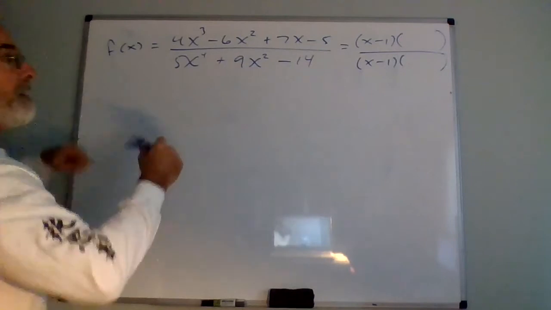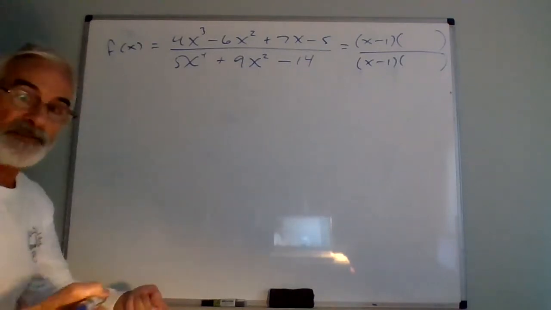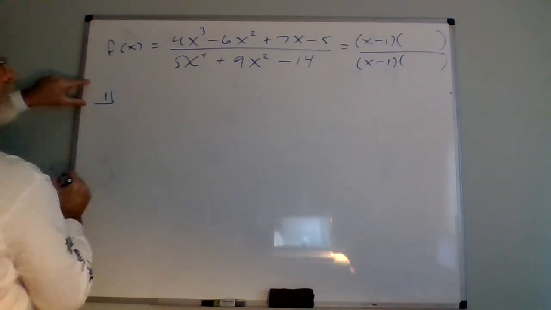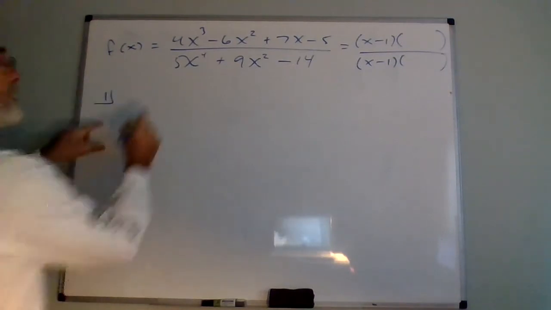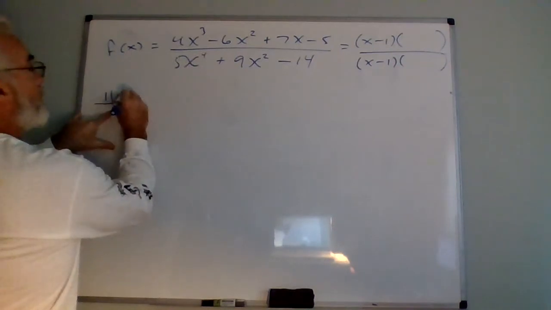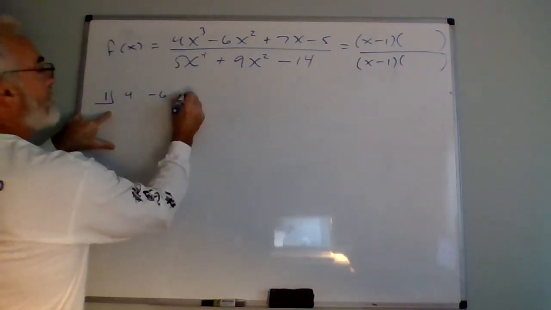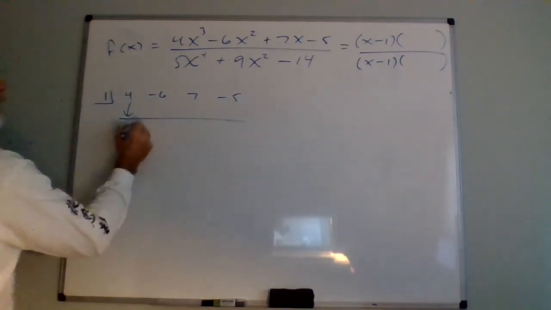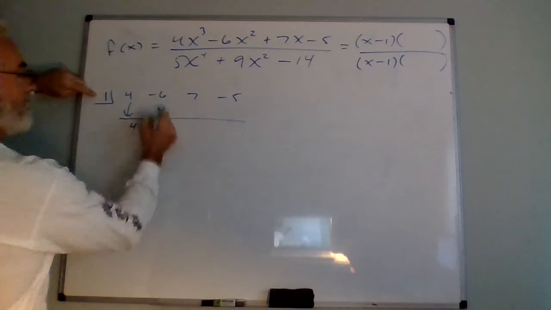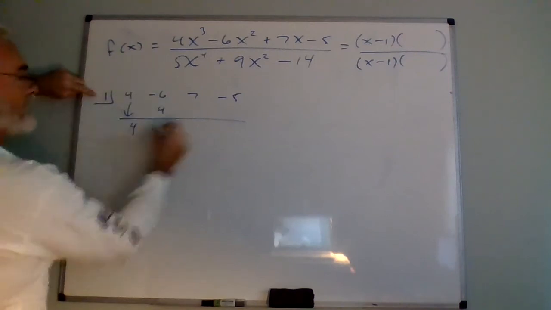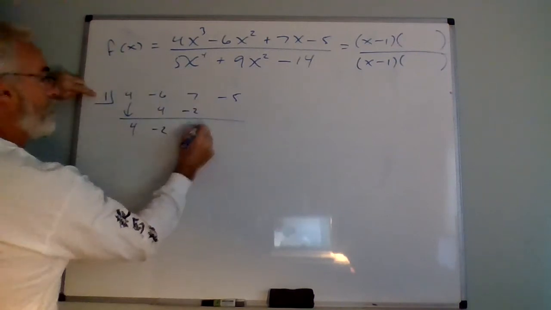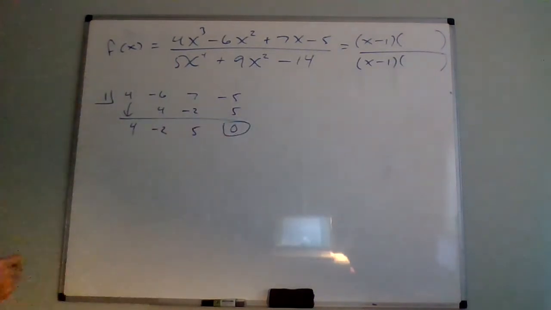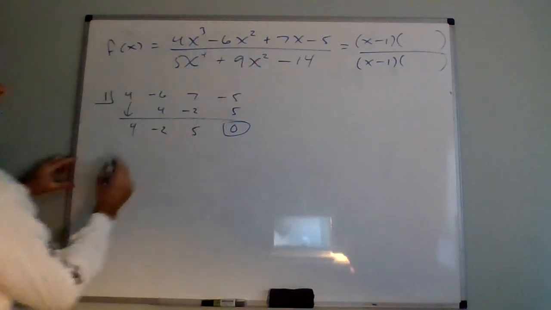I want to see what happens when I divide it by x minus 1. So that means my root is 1. Okay, remember, it's always x minus the root. So my coefficients in descending order would be 4, negative 6, 7, negative 5. So my synthetic division: 1, 4, then add them. 1 times negative 2 is negative 2, then add them. 1 times 5 is 5, and then add them. And that's important. Now let's do the same thing for the denominator.